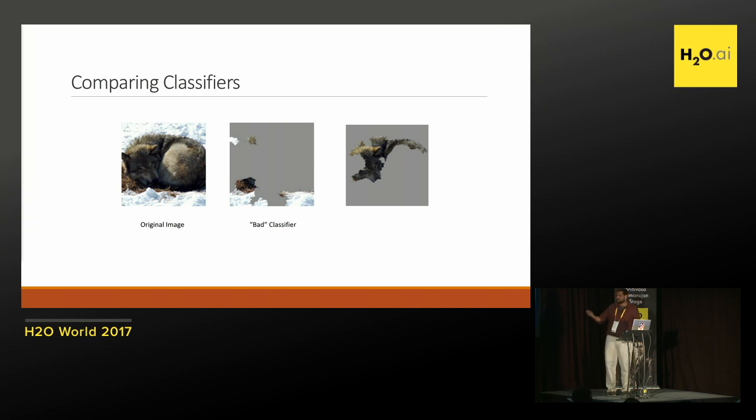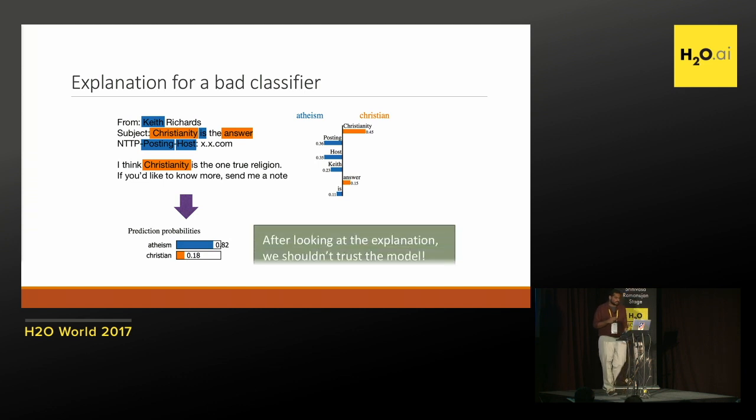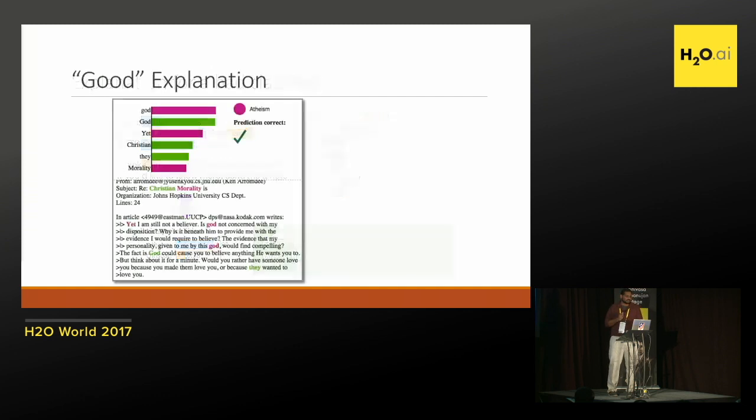And so that way we can call this a bad classifier and call this other one a good classifier. We could also think about doing this for the text classification example I had. This is an example of a bad explanation. And so by looking at the explanation, you can say, okay, this doesn't make sense. I won't trust this model.